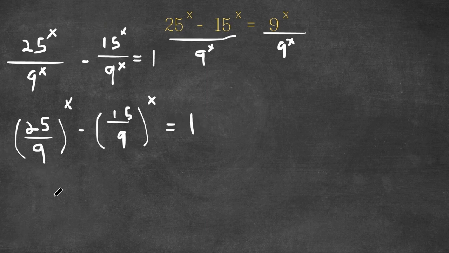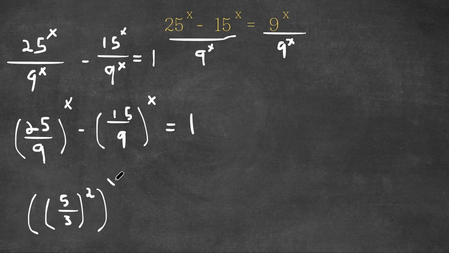Now 25 over 9, well 25 is the same thing as 5 squared, and 9 is the same thing as 3 squared. So we could rewrite 25 over 9 as 5 over 3 squared, and this is to the power of x, minus, now 15 over 9 can simply be simplified to 5 over 3. So 5 over 3 to the power of x.